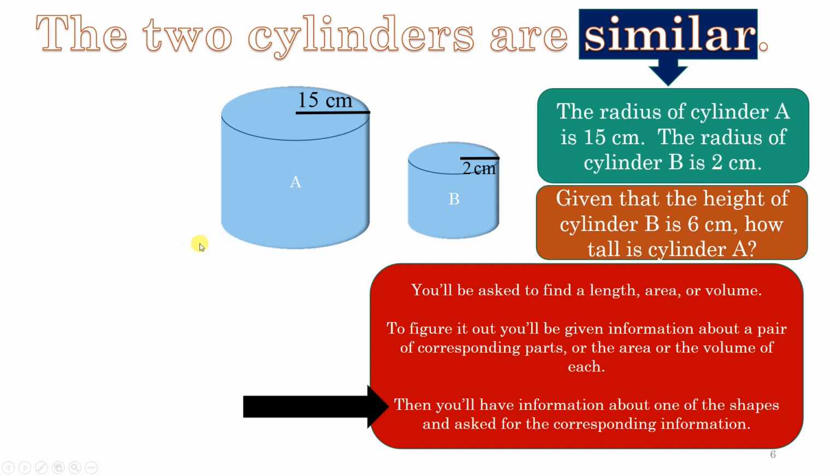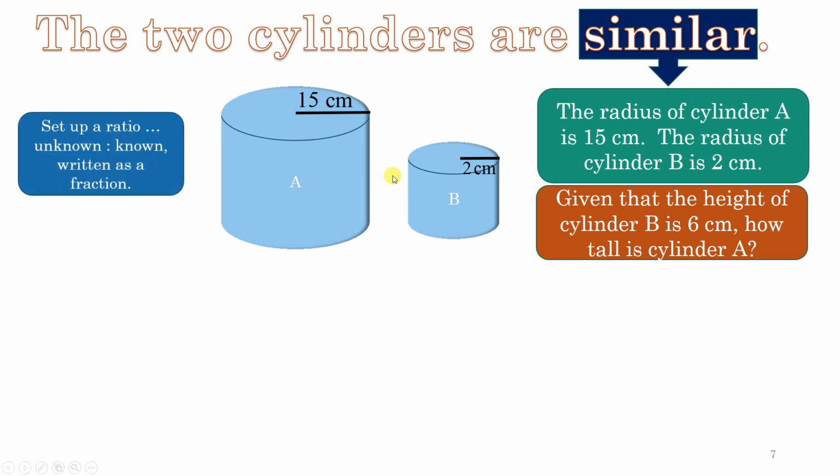But before we jump in, if these are similar, that means they're proportional. And if this is 15 and that's 2, then A is 7.5 times larger than B. So if the height of this is 6, the height of this is going to be 7.5 times larger. 7.5 times 6. Well, 7 times 6 is 42. Half of 6 is 3. 42 and 3 is 45. I think the height's going to be 45. Let's run you through the steps so that you can get that kind of answer even if the numbers aren't so friendly and easy. Let's see if 45 is right.